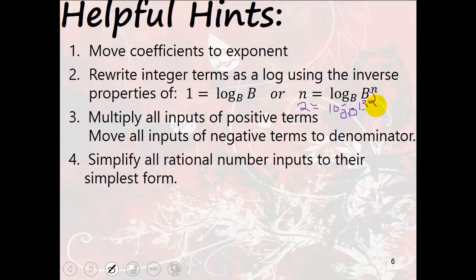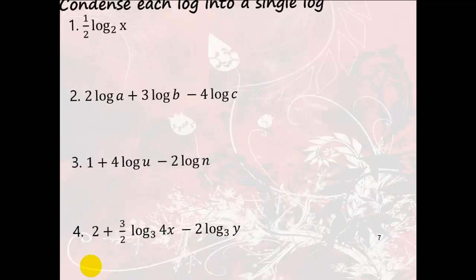Multiply all your inputs of positive terms. So if you have a positive log and another positive log, then those inputs will be multiplied together. If you have positive logs and negative logs, then you'll multiply your positive log inputs together, and you'll move the inputs of your negative logs into the denominator. Then we're just going to simplify any rational numbers and inputs to their simplest form. Let's do a couple.